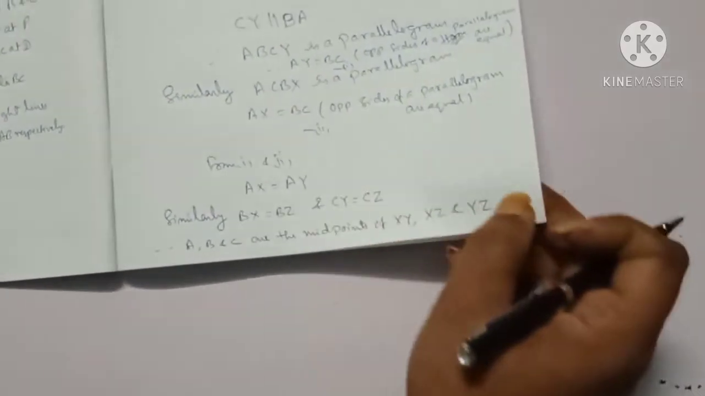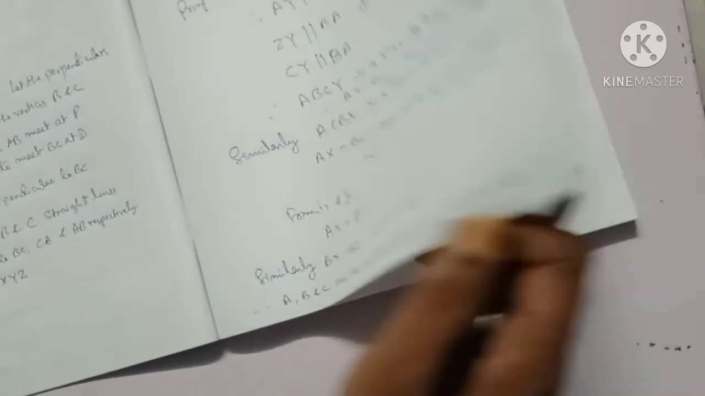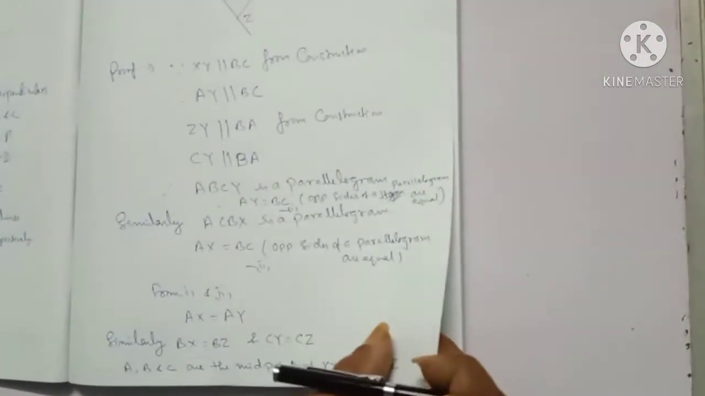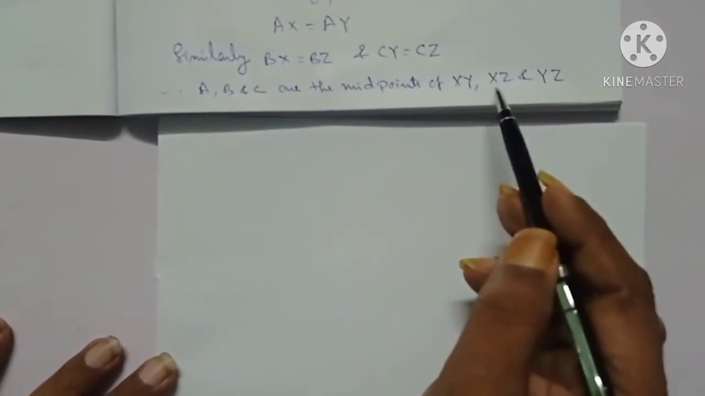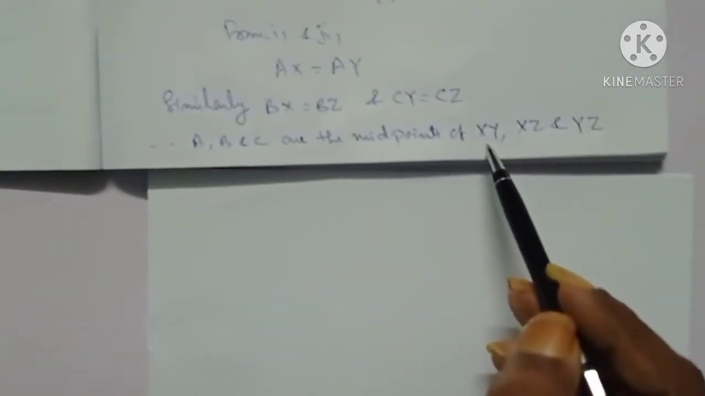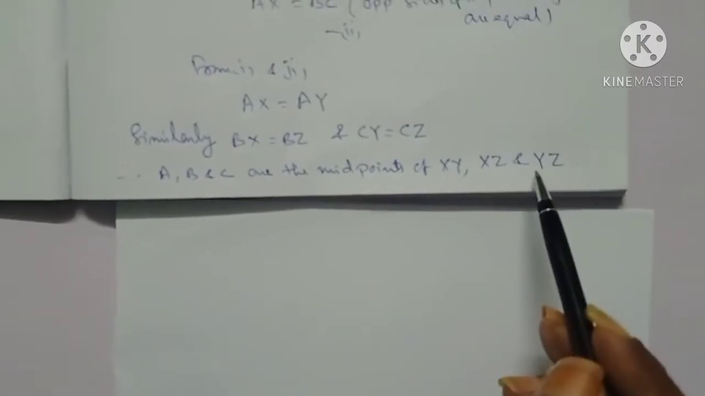Now you see here that A, B, C are the midpoints of the sides: A is the midpoint of XY, B is the midpoint of XZ and C is the midpoint of YZ.